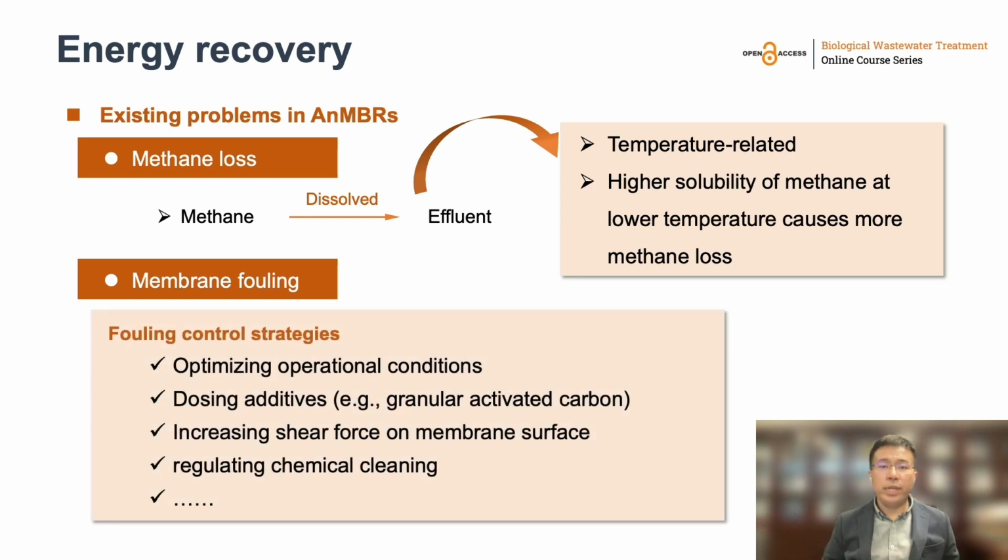Besides, membrane fouling in AnMBRs is also unavoidable. To achieve a steady operation of AnMBRs, multiple fouling control strategies can be applied, including optimizing operational conditions, dosing additives such as granular activated carbon, increasing the shear force on the membrane surface by mechanical movement or biogas sparging, regulating chemical cleaning, etc. It should be noted that with further research and development, AnMBR has a promising practical application to achieve efficient energy recovery from municipal wastewater treatment.